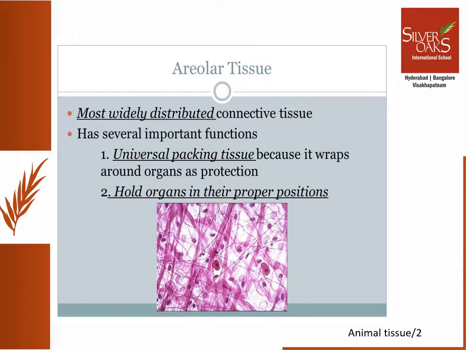Where are they found? They are found between the skin and muscles, around the blood vessels, nerves, and the bone marrow. So wherever they are present, they fill the space inside the organs and support the internal organs and also help in the repair of tissues.